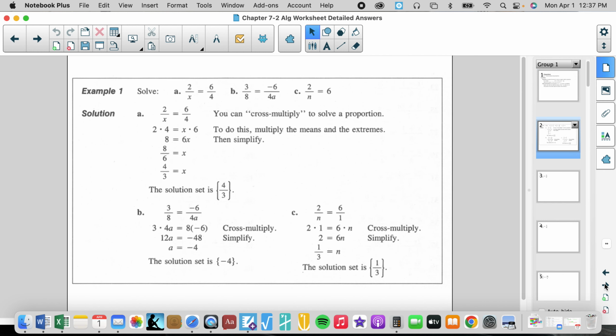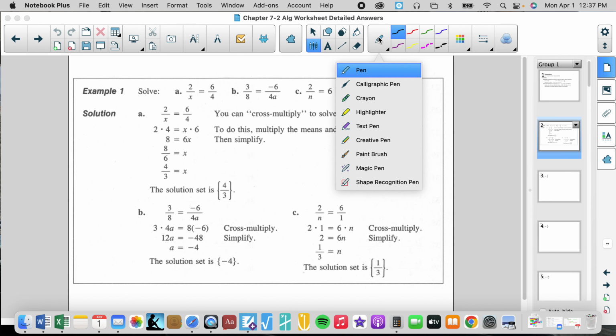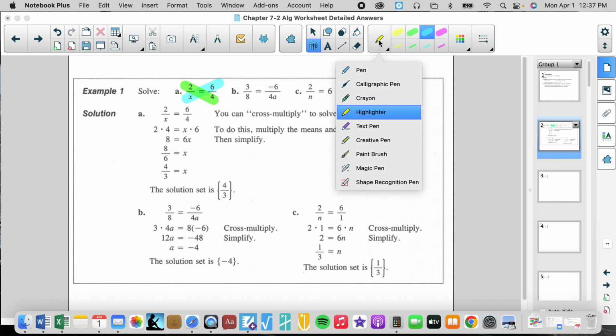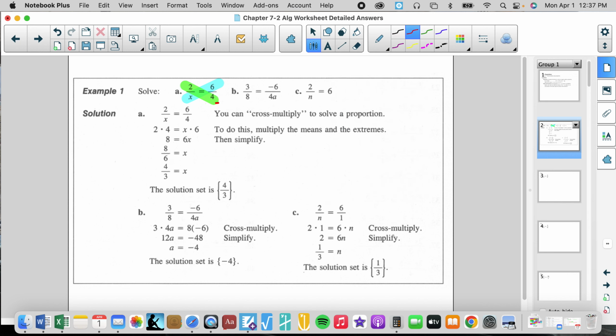So when we see 2 over x equals 6 over 4, there are a multitude of ways of finding what that solution is. We can do cross product, meaning the product of the means and the extremes. We can do 2 times 4 is going to be equivalent to 6 times x. We can also see if it's proportional. So we go from the known to the unknown.